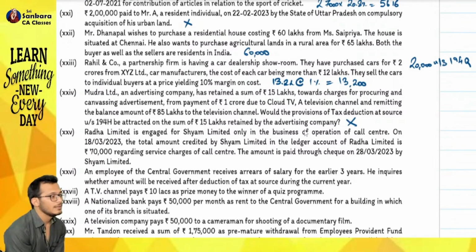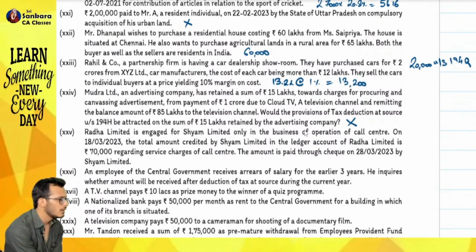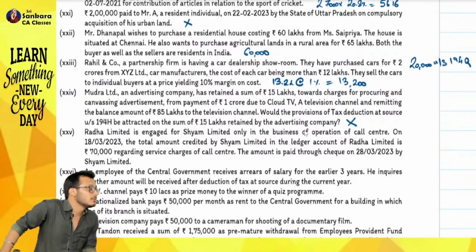Please understand, TV agency and the advertisement agency are principal. There is no agency relationship here. With no agency relationship, 194H will not apply. This 15 lakhs is nothing but your advertisement charges. Will not be liable for 194H.